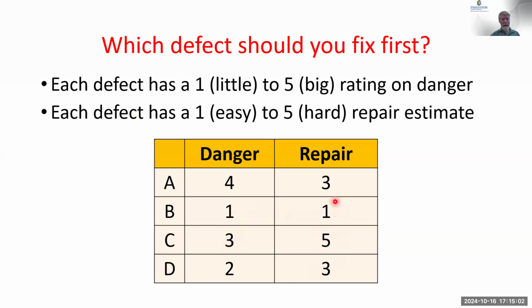But A has a big danger, and it's about the average of these to repair. So you want to work on problem A first, because that's likely to cause a lot of trouble, and it's not as difficult as others. In other words, if you're spending a repair time of 3, well, this was only a danger of 2. This one is a little less dangerous than A, and it costs a lot more effort to repair.